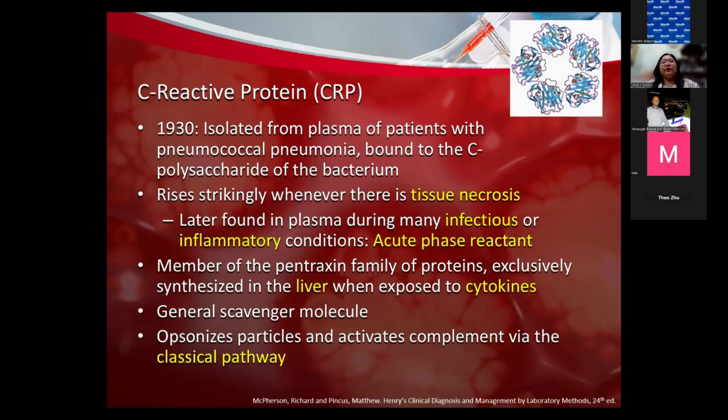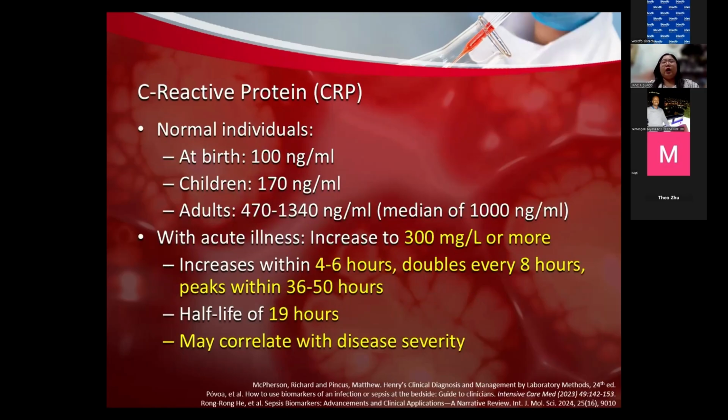The normal serum concentrations are about 100 nanograms per ml at birth, 170 nanograms per ml in children, and 470 to 1,340 nanograms per ml in adults. It has a median of 1,000 nanograms per ml or 1 milligram per liter. So just take note of the units that are being used in your laboratories.